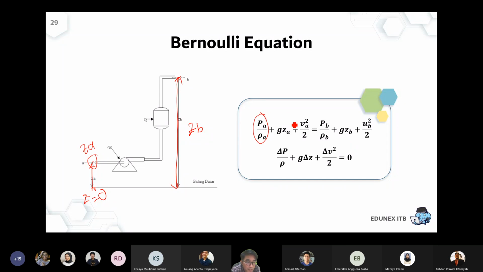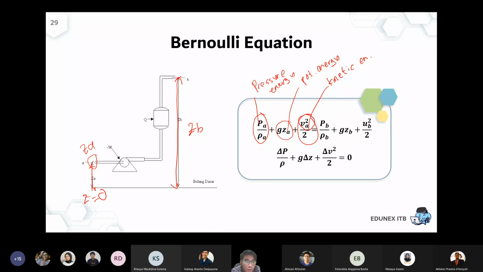So if you are using this term, this is the pressure energy. This is the potential energy. And this is the kinetic energy. However, the unit of each component is not joules. What will be the unit? Meter square per second square. Okay, based on this one, right?